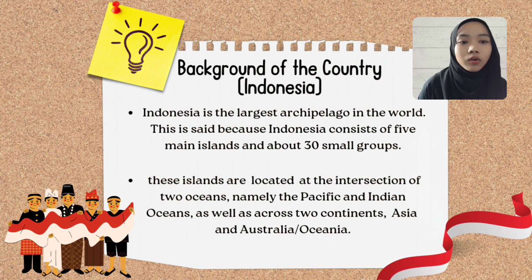Next is the background of the country. It is Indonesia. Indonesia is the largest archipelago in the world. This is said because Indonesia consists of 5 main islands and about 30 small groups. These islands are located at the intersection of 2 oceans, namely the Pacific and Indian Ocean, as well as across 2 continents, Asia and Australia or Oceania.